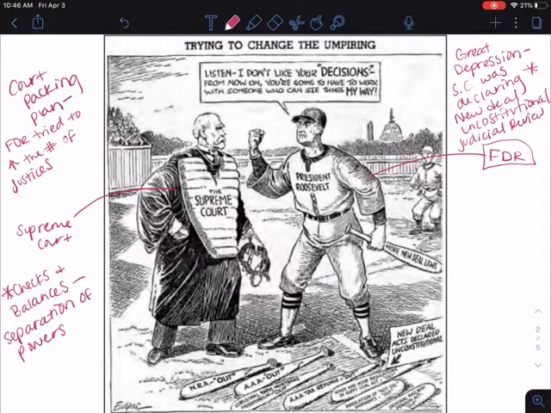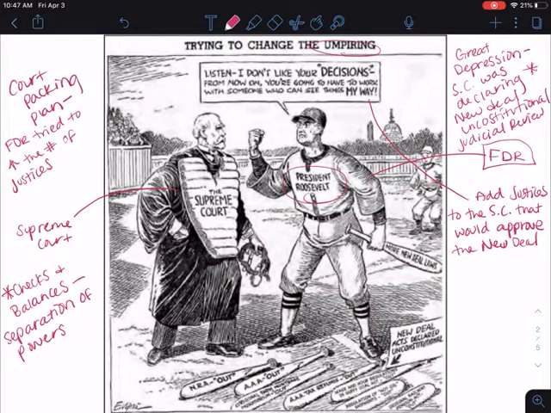So the Supreme Court is your umpire. Roosevelt is your baseball player. I don't know a whole lot about baseball, but I know that the umpire is supposed to make calls, and sometimes people don't really like him. So when we look at the president, what he's doing here, he's saying, listen, I don't like your decisions. From now on, you're going to have to work with someone who can see things my way. Roosevelt is saying he is going to add justices to the Supreme Court that would approve the New Deal.